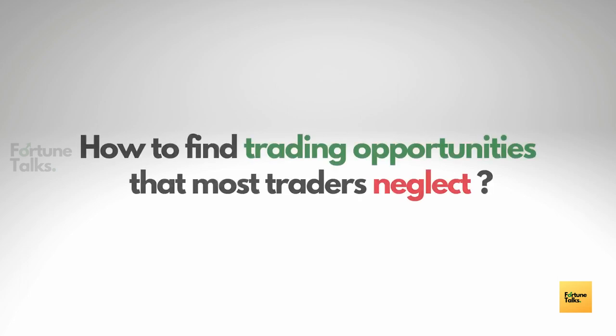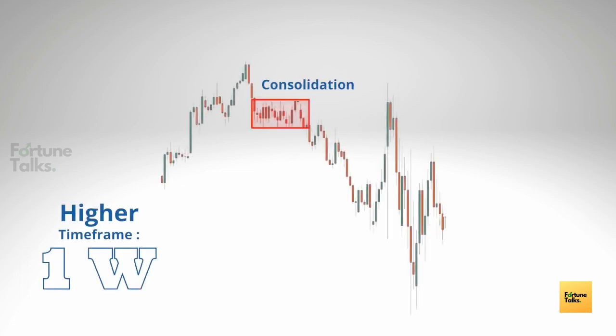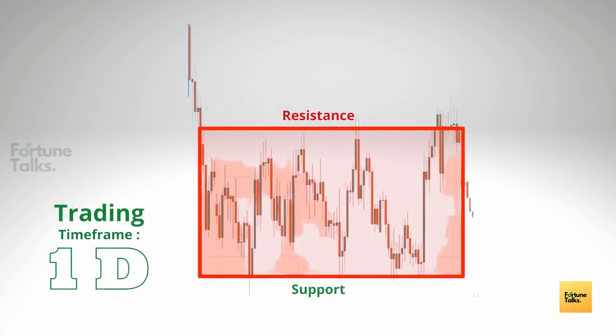Now let's hop on to the final question: how to find support resistance trading opportunities that most traders fail to notice. Now it's very simple. If you are a trader who enters at a daily time frame, then you have to go to a higher time frame like a weekly time frame, and then you have to look for a build-up or a tight consolidation. This is because when a higher time frame is forming a tight consolidation, there are chances that you will be able to find support resistance trading opportunities on a lower time frame, like a daily time frame in this case.